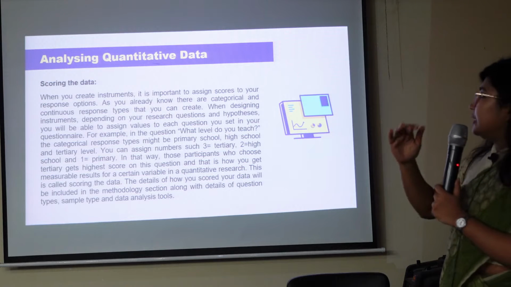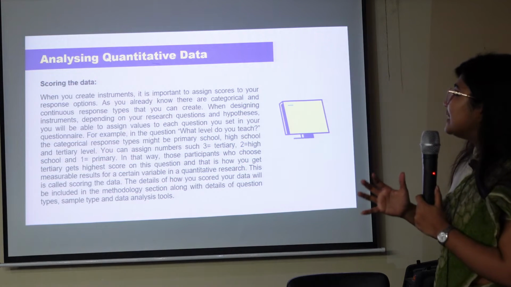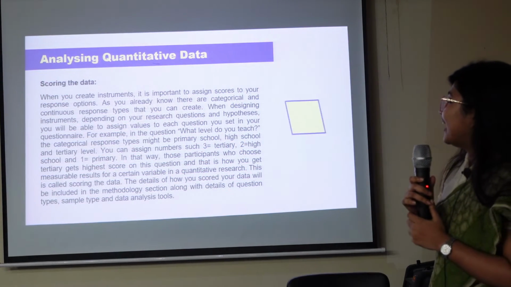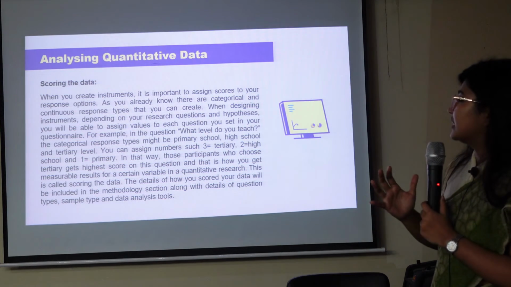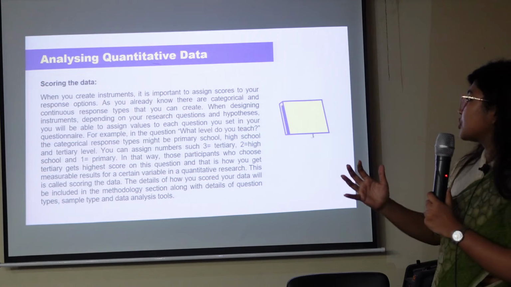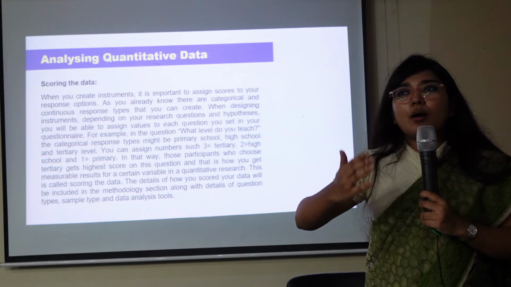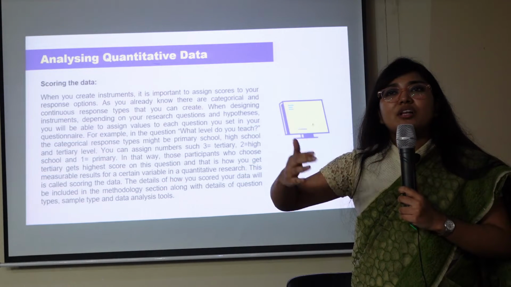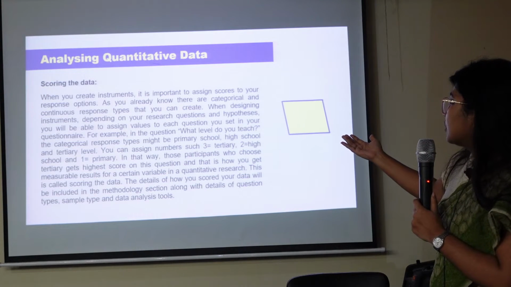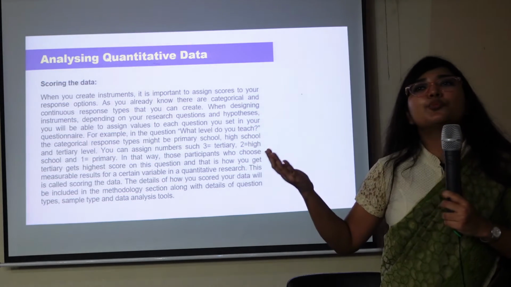Alright, so keeping that in mind, as you already know, there are categorical and continuous response types that you can create. When designing instruments, depending on your research questions and hypothesis, you will be able to assign values to each question you set in your questionnaire. For example, in the question, what level do you teach? The categorical response options would be primary school, tertiary level, high school. So if you go from small level to bigger levels, or small to large, then we have number 3, the most numbers assigned to tertiary, 2 high school, and 1 to primary.